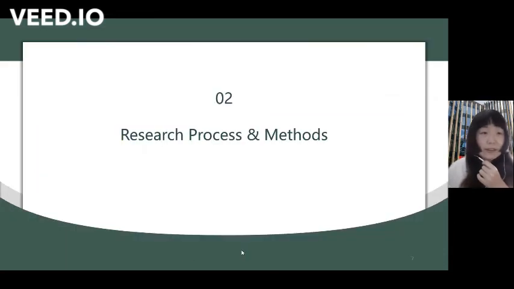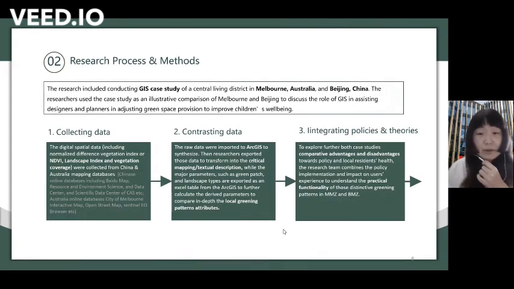Now let's start to introduce the research methodologies. How can we answer this research question? The research team conducted two GIS case studies of the central living districts in Melbourne, Australia, and Beijing, China. The entire process can be divided into three major steps.